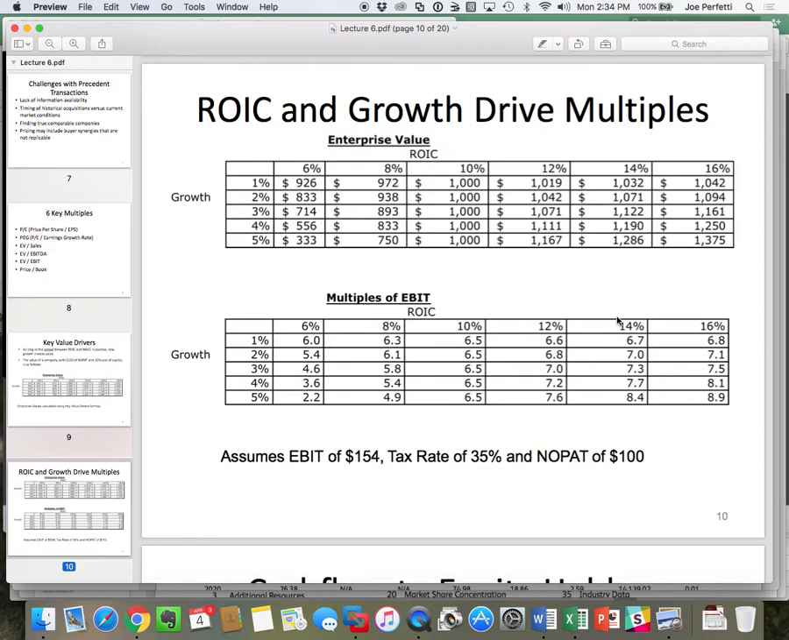So here's the idea. Company, look at the table on this slide. Company trades at 6 times EBIT. Competitor trades at 7 times EBIT. What can we tell that's different about those two companies from those two multiples? So we got a company at 6, we got a company at 7. What do we know? Or what should we know? From this table.